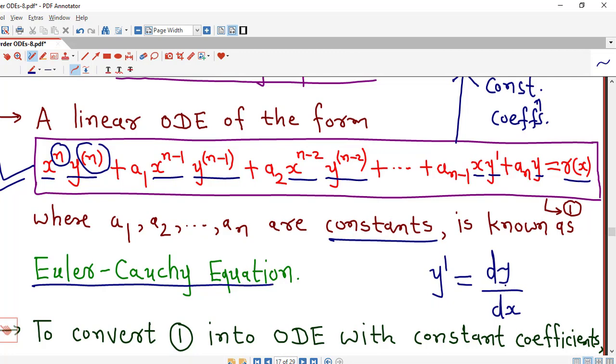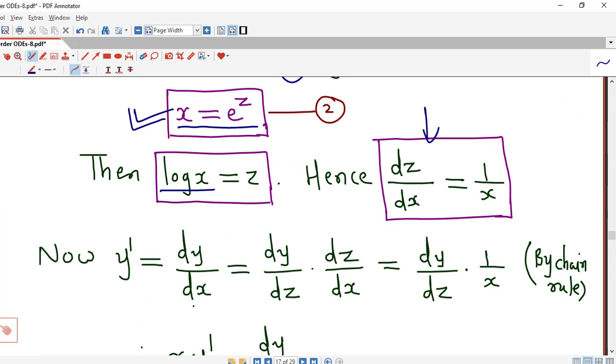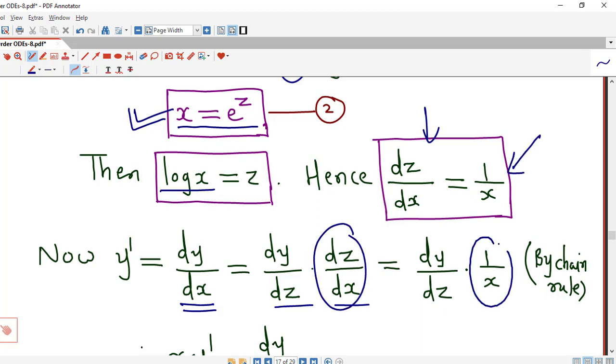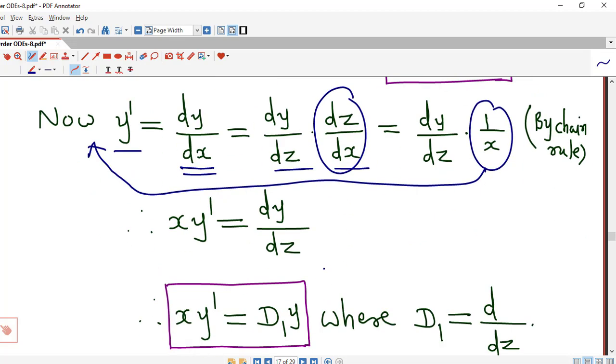Now we are changing our independent variable from x to z. So we have to convert this derivative from with respect to x to with respect to z. We convert in this way: y dash is dy by dx. Using chain rule, we can write dy by dx equal to dy by dz into dz by dx, and then we substitute dz by dx equal to 1 by x. So if we take this x on this side, we have x into y dash equal to dy by dz. Therefore x into y dash equal to D1 into y, where D1 denotes the derivative with respect to z.